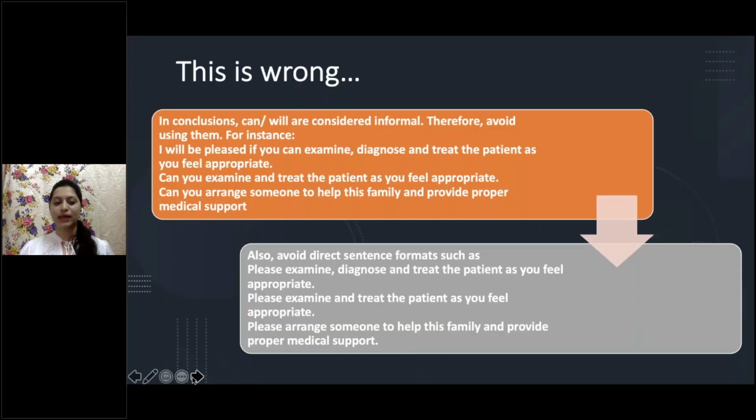Yes, so I have a few examples here so that I can elaborate on what I was telling you guys, because the more examples we see, the more we learn, right? So let me tell you what is wrong first.